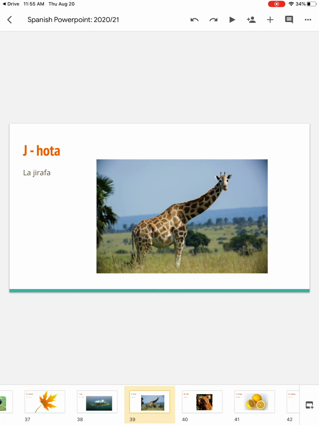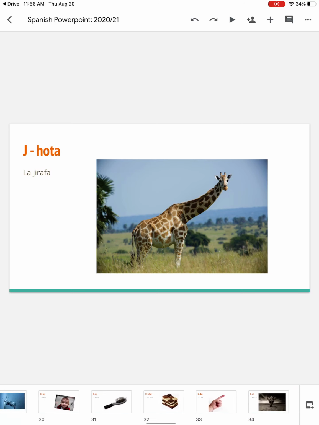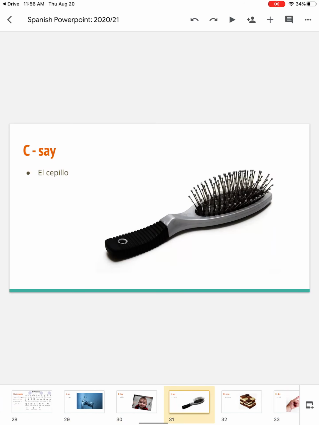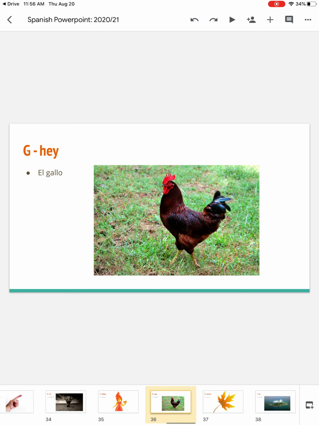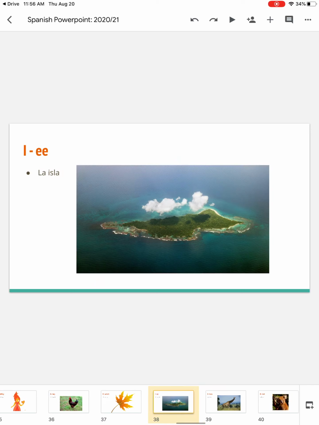Next up is J. And in Spanish, the letter J sounds like jota. Jota. And then used in a word, we've got la jirafa. La jirafa. So let's go through what we've got so far. A, B, C, Ch, D, E, F, G, H, I, J.